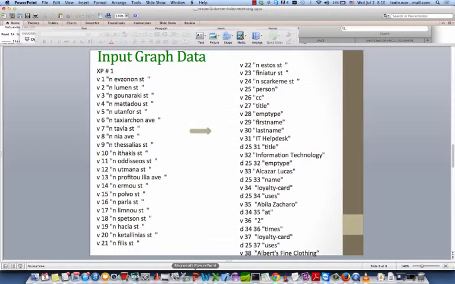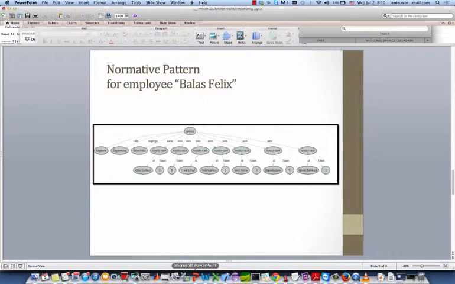To show the same using the graph visualization, this is the normative pattern, that is, the typical day of the employee Balas Felix. The same thing that we saw in the text output we are seeing in graphics here. This person typically visits Frank's Fuel, Gelatogalore, Gai's Cairo, Hippokampos. So these are the typical places where he travels around.